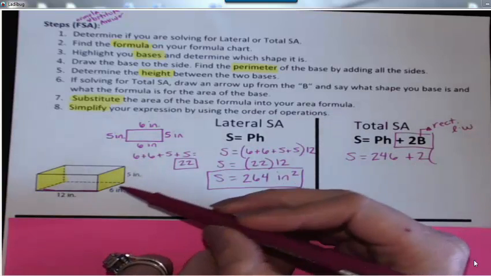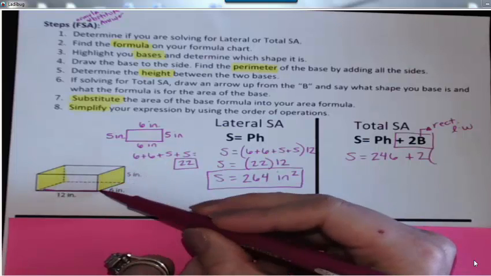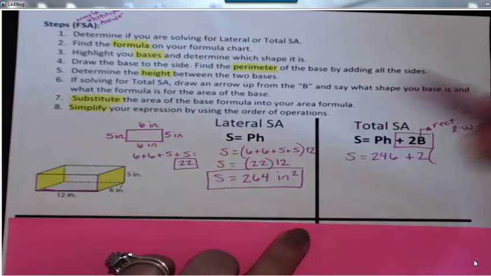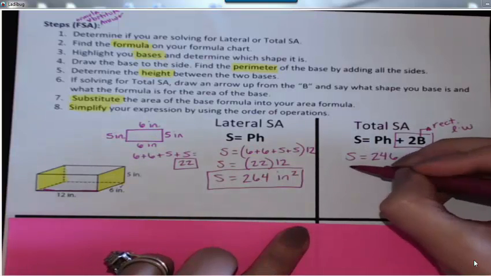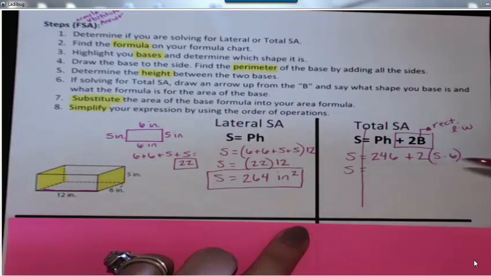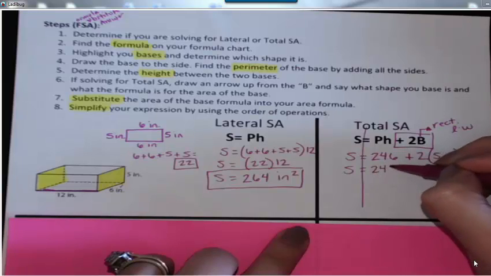So if I look back at my picture, to find the area of one of my bases, I'm going to do length times width. So 5 times 6. And now I use the order of operations to solve. I always rewrite everything down. I like to draw a line on my equal sign too. But 246 stays the same.